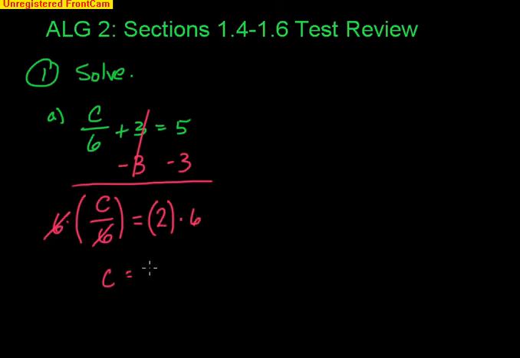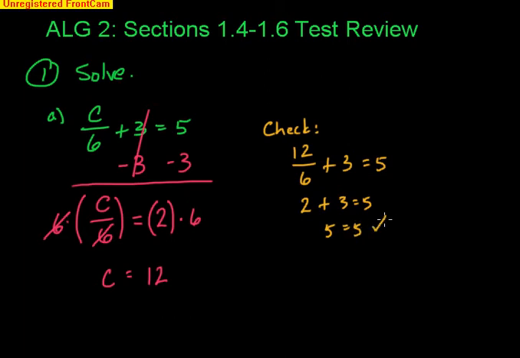2 times 6 is 12. Now remember, all of these problems are checkable. And I would suggest if you have time, you check. Don't turn it in until you have checked by plugging 12 in for C. 12 over 6 plus 3 equals 5. And simplify. 12 over 6 is 2. And 2 plus 3 is 5. This is a true statement, so C equals 12 is the correct solution.